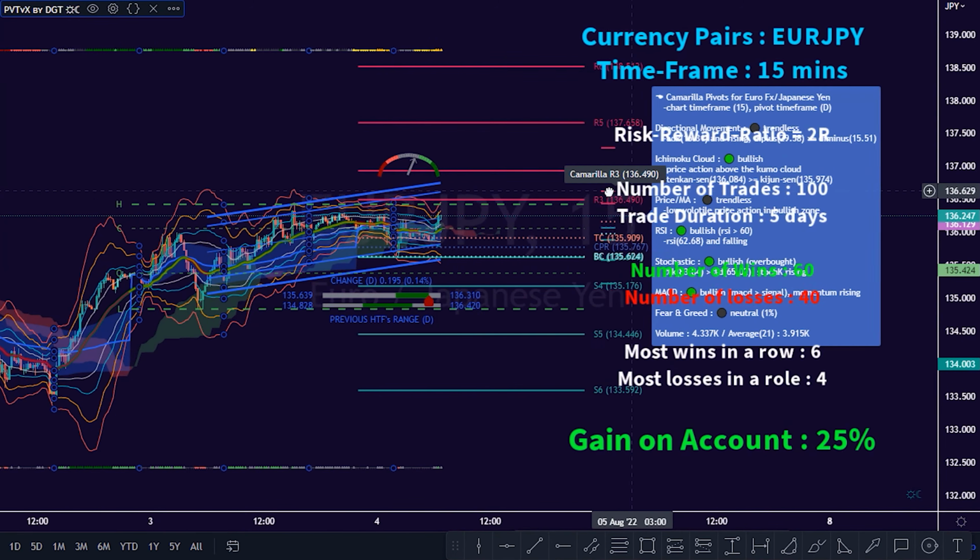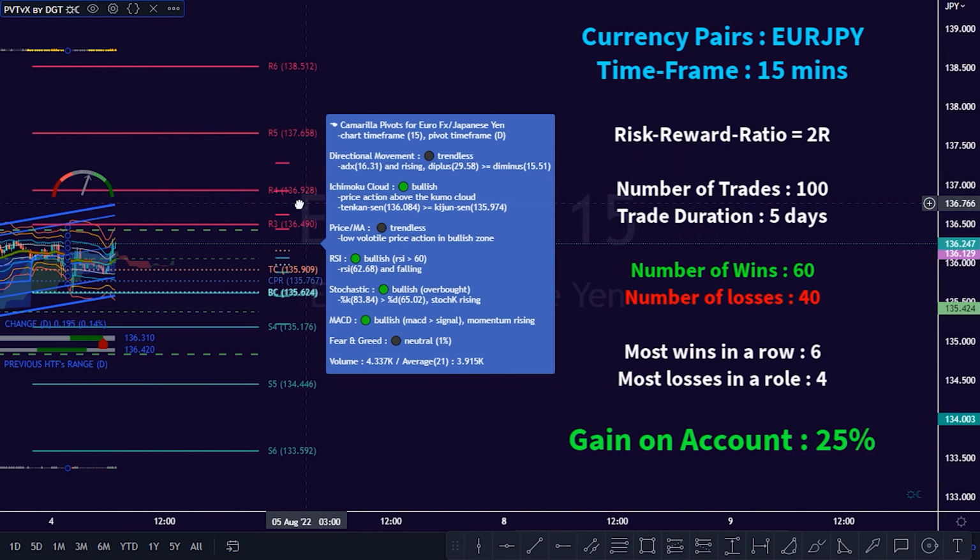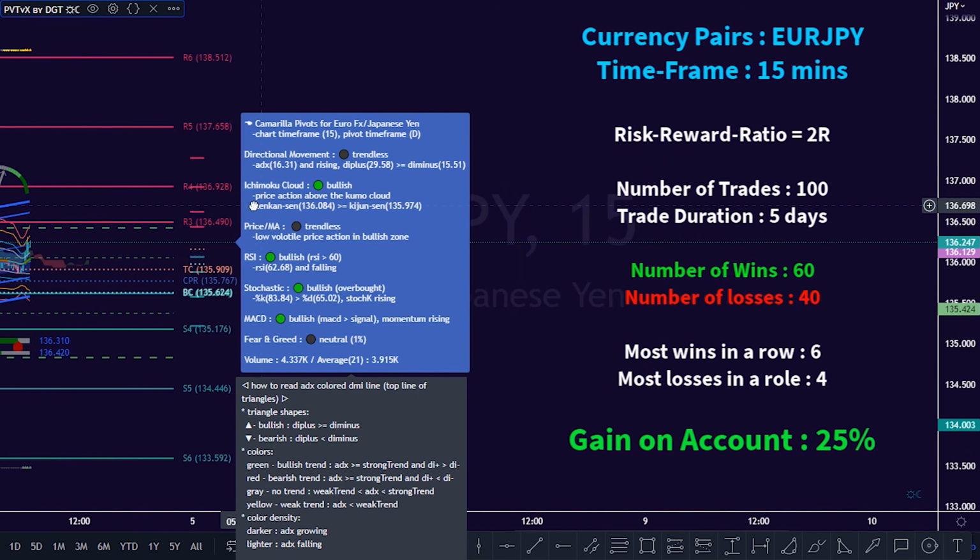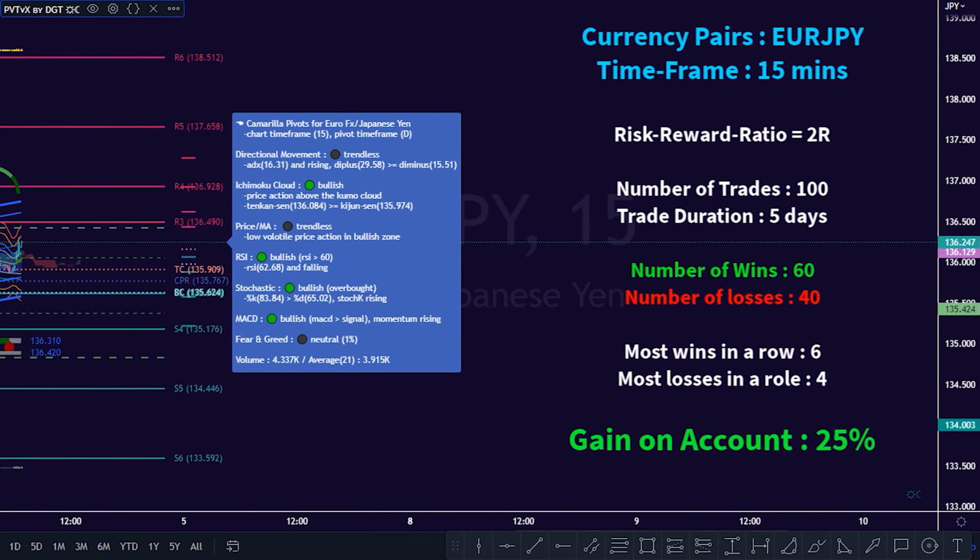Here's the result I got after I backtested this trading concept 100 times on the 15-minute time frame of the Euro-Japanese yen with the Pivot Points KrisWaters VX indicator. I implemented the 1 to 2R. That was on 100 trades for 5 days.